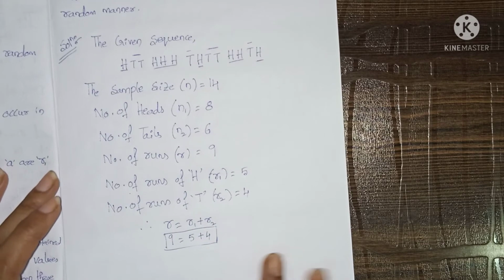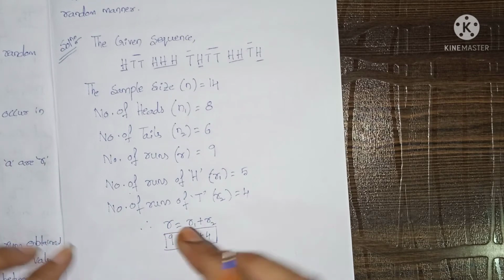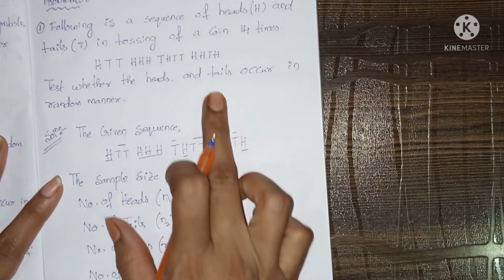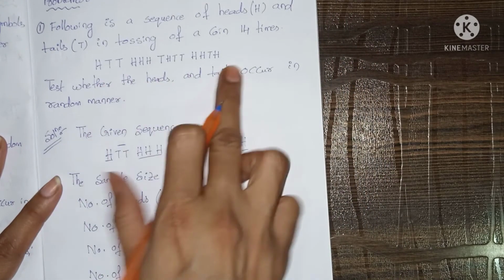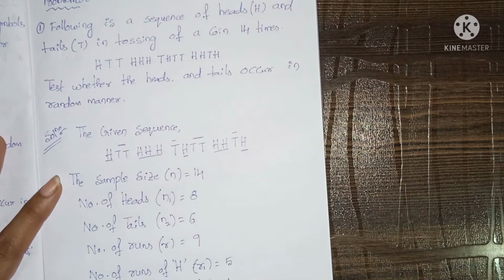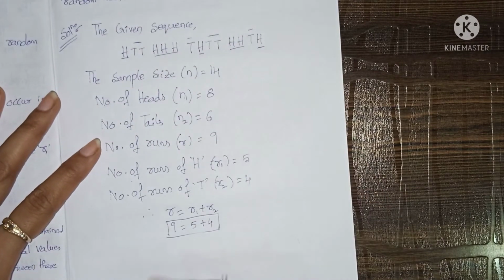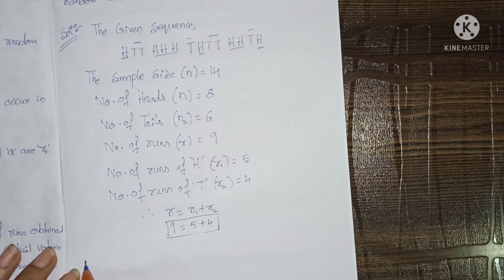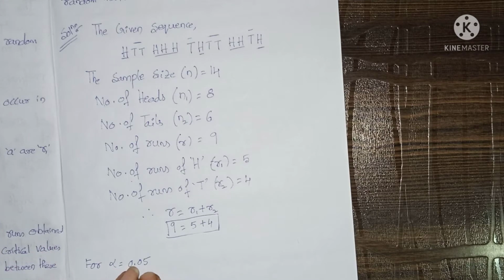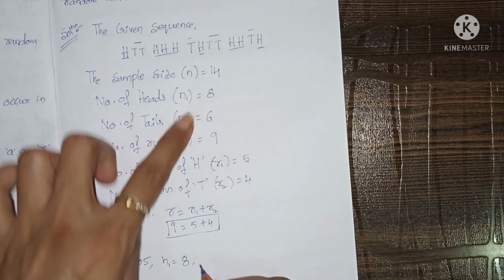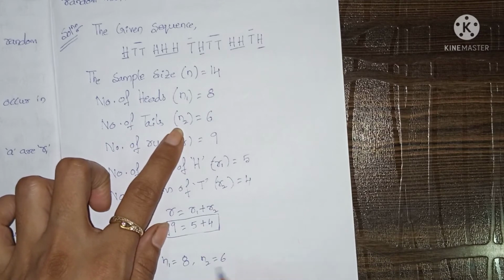Now we'll see the table values, whether the given sequence is in pattern or not. For that we have to see the critical values. For alpha, the level of significance, we have to test at 0.05. The level of significance is 0.05, n1 equals 8, and n2 equals 6.